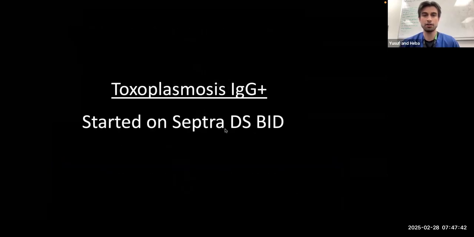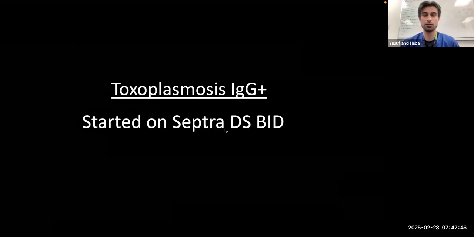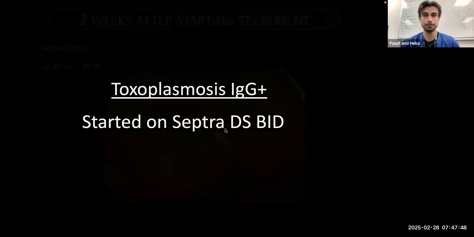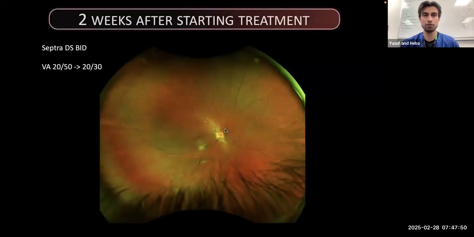Investigations were done, which revealed a positive toxo IgG, and the patient was started on Septra double strength 2 times a day. 2 weeks after starting treatment, the vision was getting better from 20/50 to 20/30 in the affected eye. And you can see a bit of fading around the peripheral edge of the retinal lesion. The macular star had essentially resolved at that point.